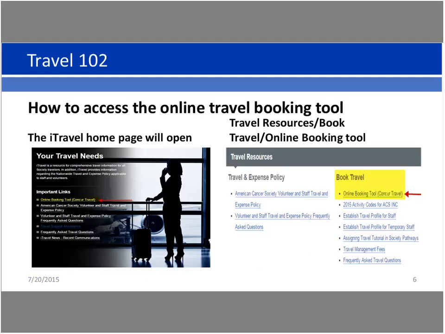But at any rate, under this page, there's two locations that will actually get you into the booking tool itself. Under the Your Travel Needs, Important Links section, you'll see Online Booking Tool, Concur Travel. If you click on that, that will open up Concur, which is the online travel booking tool. Another location on this same page is you would scroll down, and under Travel Resources, you'll see the Book Travel column. And the first link there is Online Booking Tool, Concur Travel.